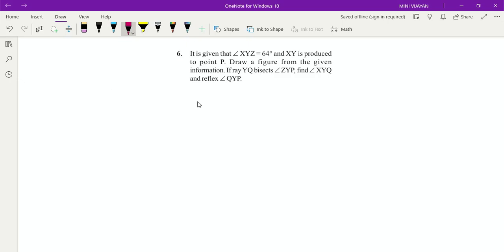So how to draw the figure from the given information? Angle XYZ is equal to 64 degrees, so we can just draw an acute angle. I'm just drawing an acute angle here, 64 degrees, and we have to name it. This point is X, this point is Y, and this point is Z. Angle XYZ is 64 degrees.